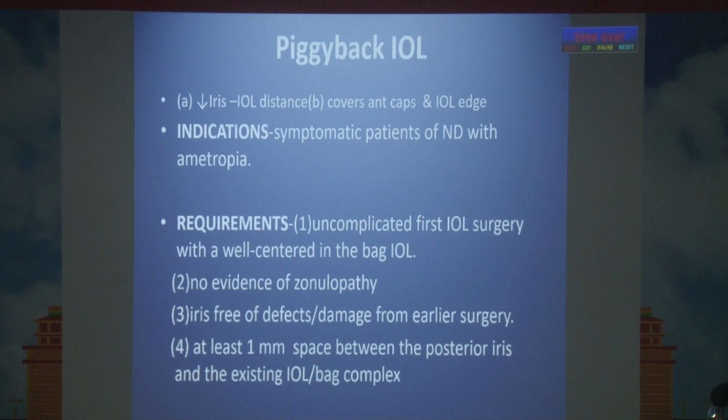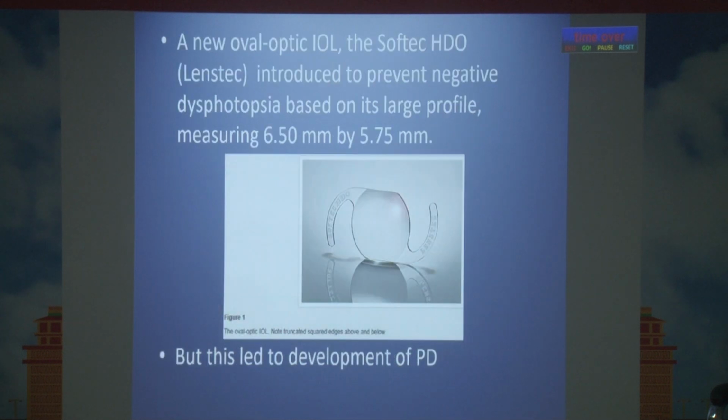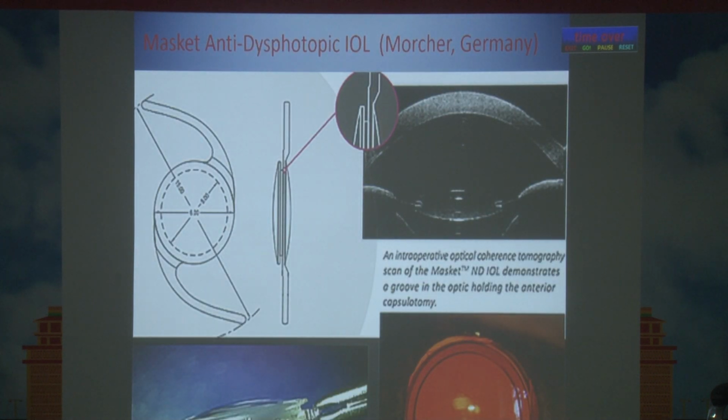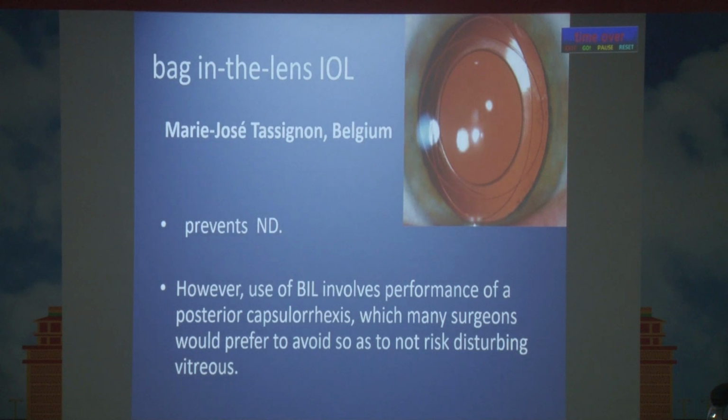Piggyback IOL, how does it help? By placing one more IOL, it decreases the distance between the iris and the IOL, and it also covers the anterior capsule. This is a newer IOL which has been made by Masket. What it does is, it has a ridge on the optic edges into which rests the rim of the anterior capsule. That's why it is called the Masket anti-dysphotopic IOL.